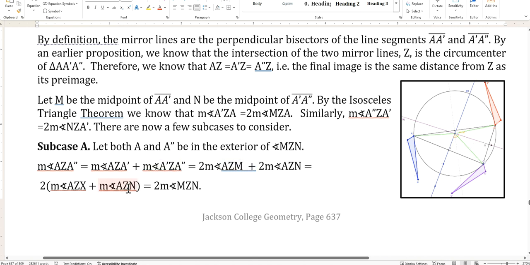Now we have two 2's here, so we factor that out. This is going to give us the measure of AZN, M, and then this gives us AZN.